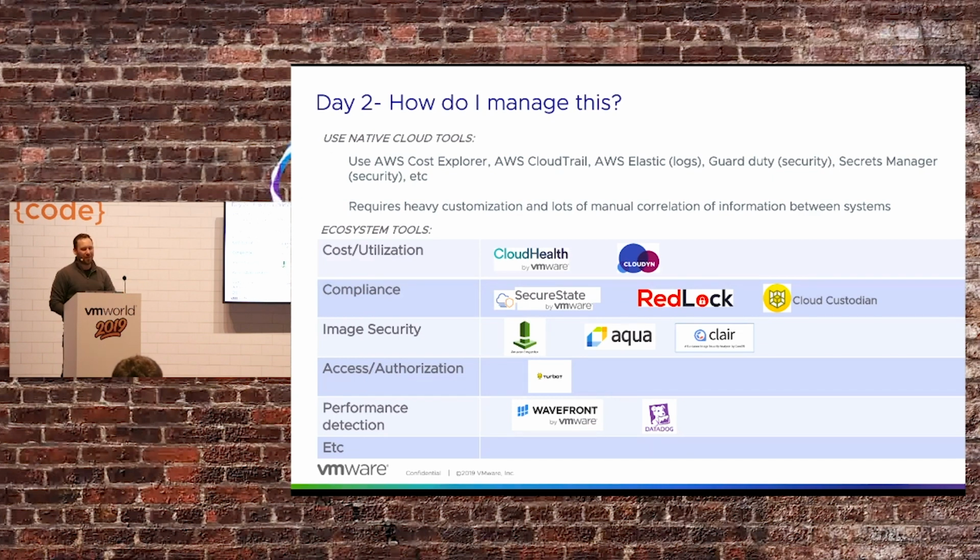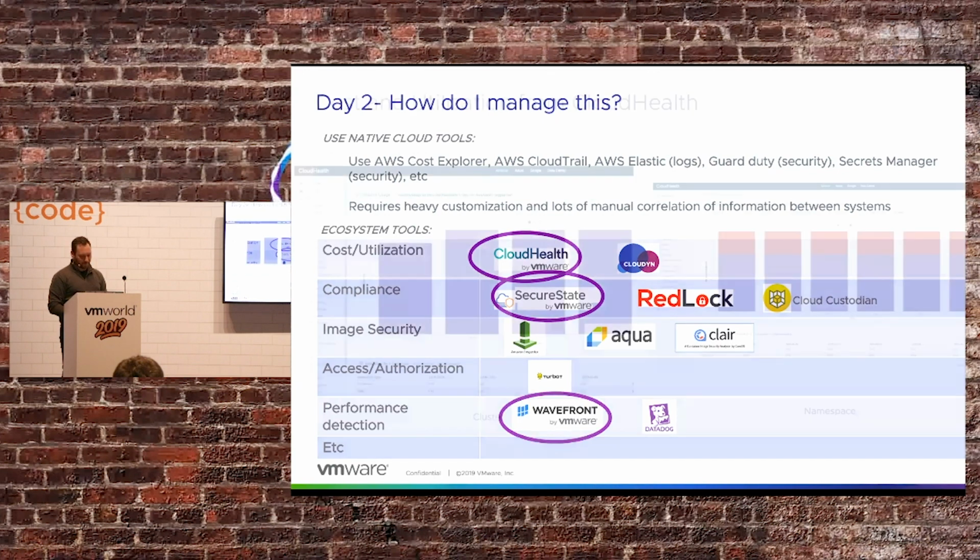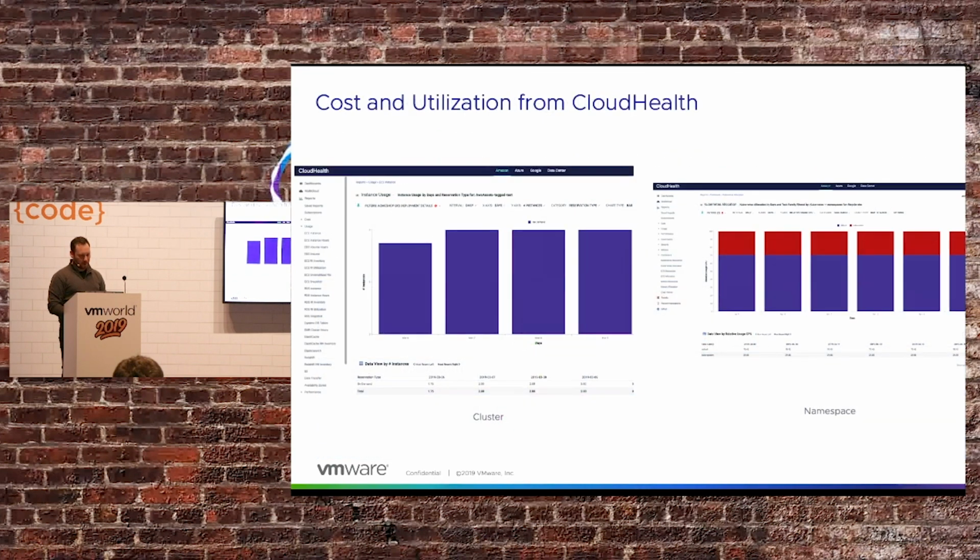And then of course, because I work here, there's a selection of tools that we as VMware offer that I tend to prefer, right? So look at Cloud Health for cost utilization, Wavefront for performance and monitoring, and then a newer product called SecureState to kind of look at my security configuration data. Okay?